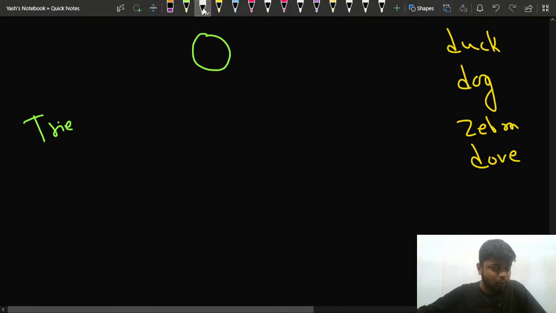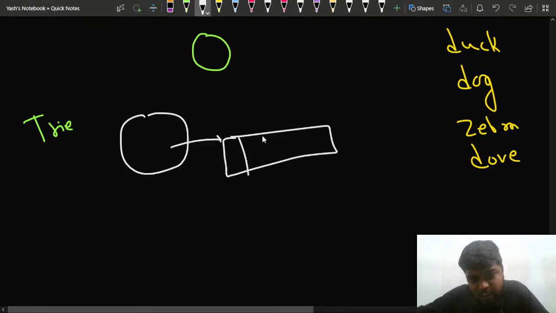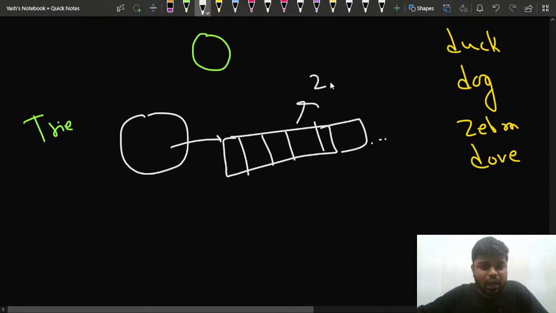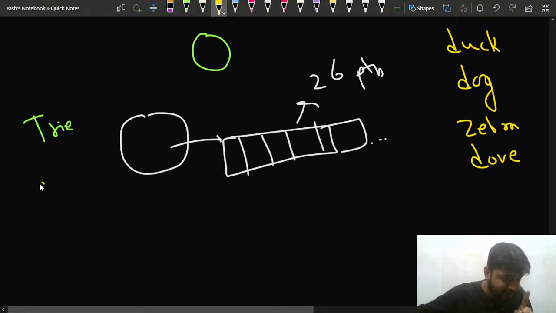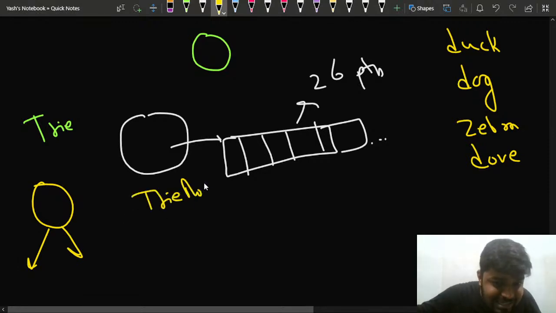What you can do is have a node, and that particular node has 26 pointers, right? So it is used like this. It has 26 pointers, size 26. This node, like earlier, what happened? In a tree, a particular node has two pointers, a left pointer and a right pointer. But a node in a trie has 26 pointers.